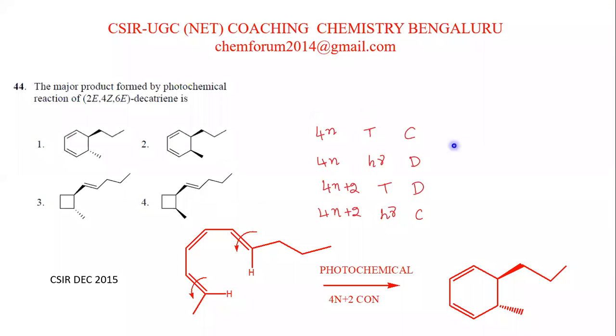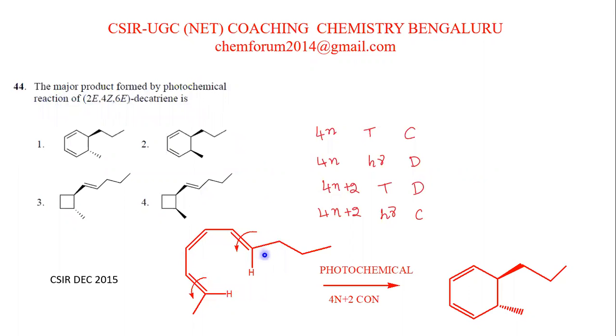In this session, we will solve a few previous year problems on pericyclic reactions. The first problem here is the major product formed by the photochemical reaction of 2E,4Z,6E-decatriene. We need to first write this molecule here.